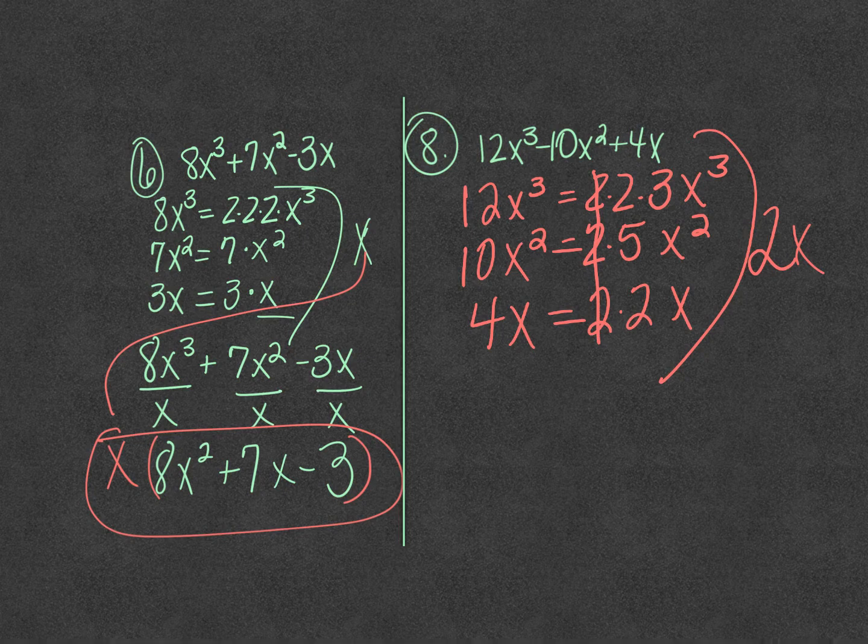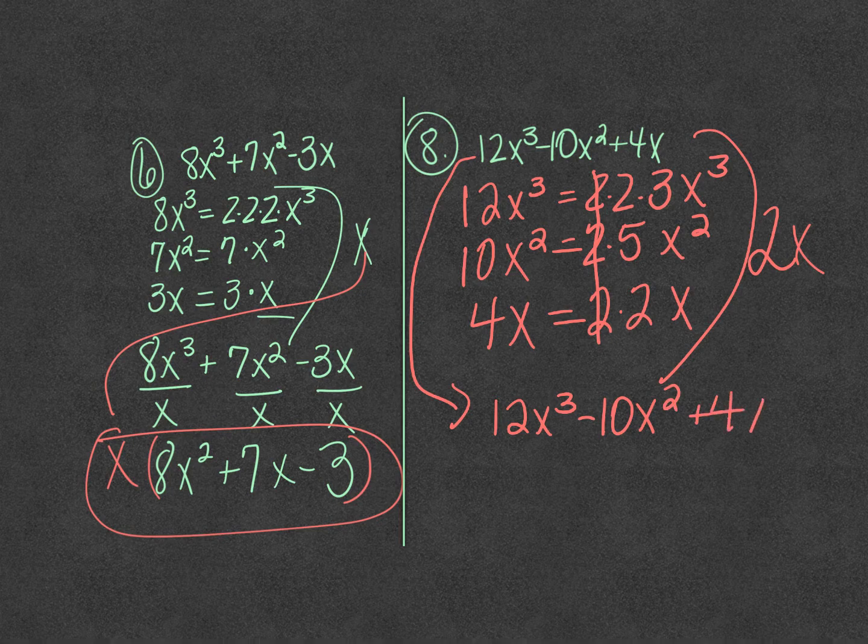Now we take our original problem, 12x to the third minus 10x squared plus 4x. And then I'm going to divide every term by 2x.